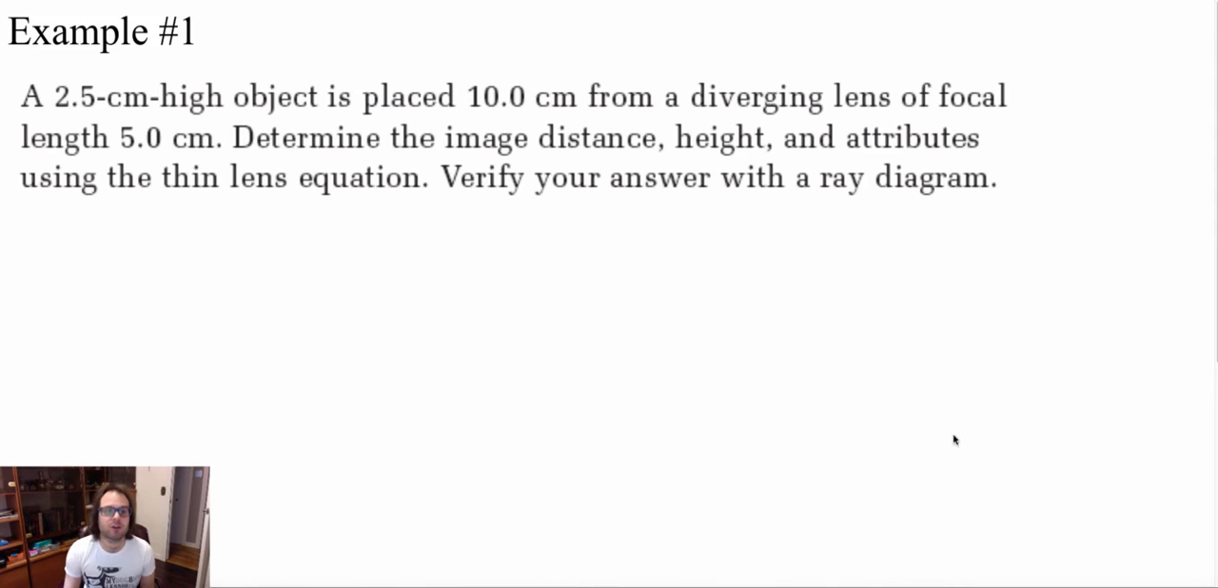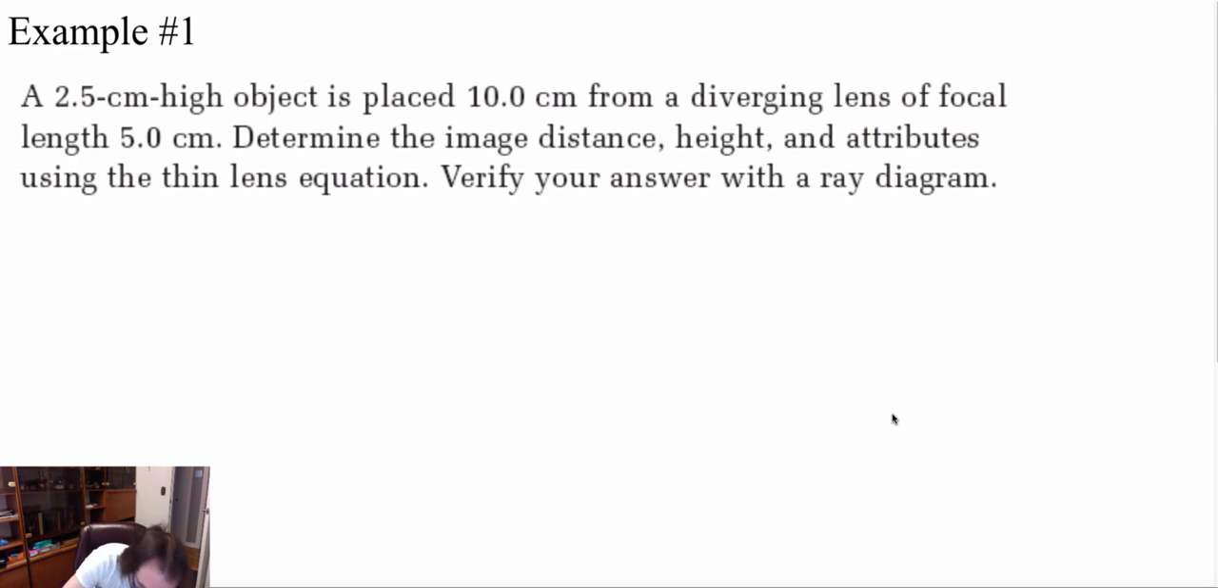So let's take a look at our first example here. I have a 2.5 centimeter object placed 10 centimeters from a diverging lens. The focal length is 5 centimeters. Determine the image distance and the height attributes using the thin lens equations. Verify your answer. So let's take a look at this here.